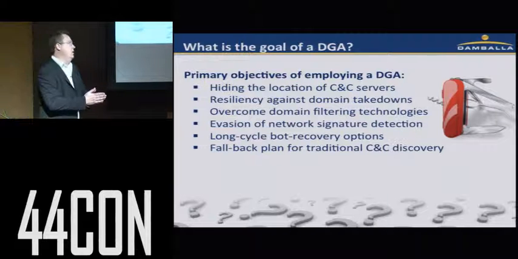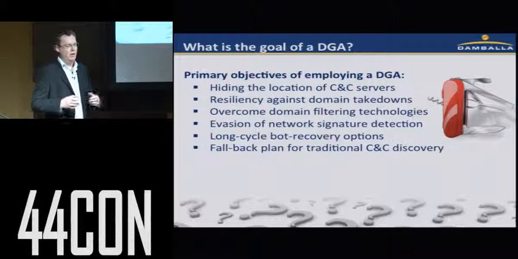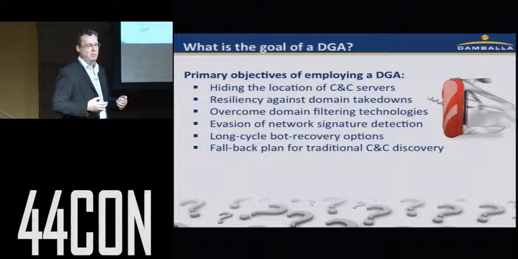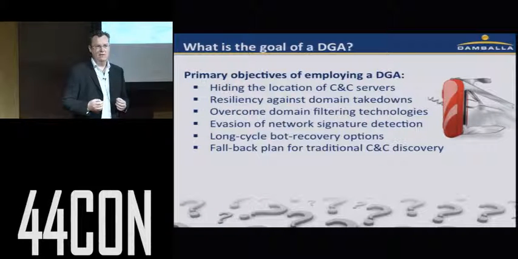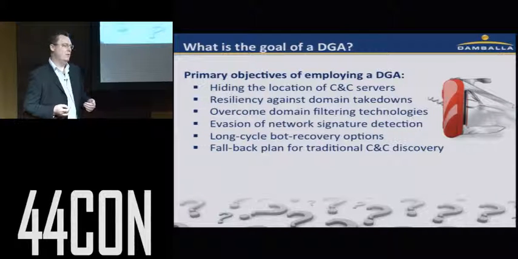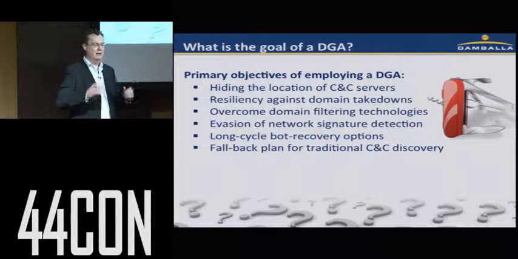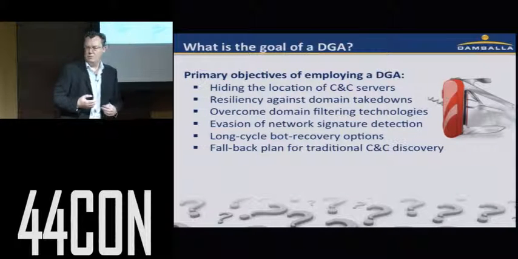So what is the goal of a DGA? Primarily what we see in the most advanced malware that's out there, in particular things like the banking trojans, is that they're hiding the location of the command and control servers. The reason for that is to provide extra resiliency against takedown. So instead of having a single domain name pointing to my command and control server somewhere, I can automatically change that destination of the DNS side constantly.